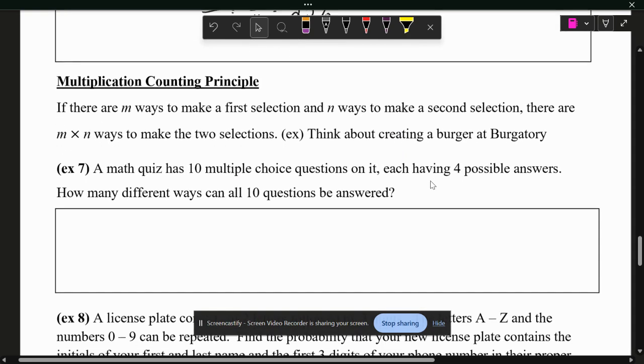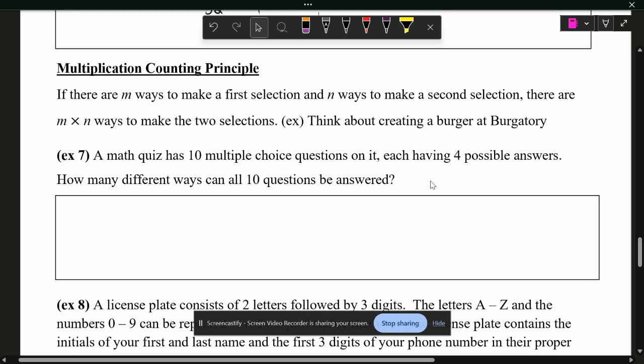Multiplication counting principle. Okay, so if there are m ways to make a first selection and n ways to make the second, there are m times n ways to make the 2 selections. This is one of those weird random ones that is just kind of thrown in here because you'll probably see it on an SAT.